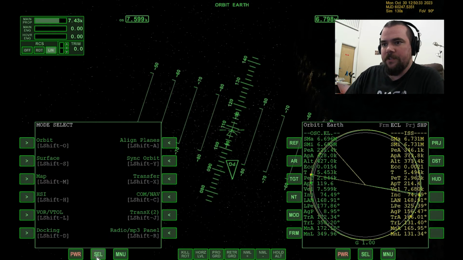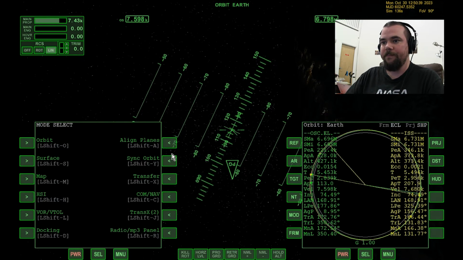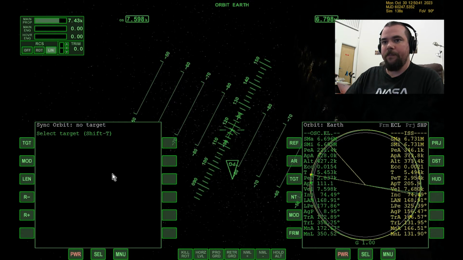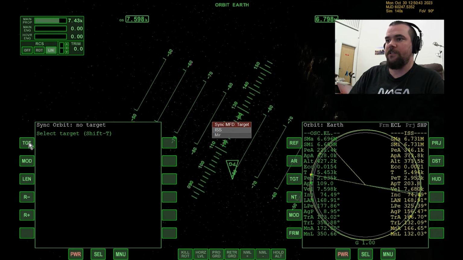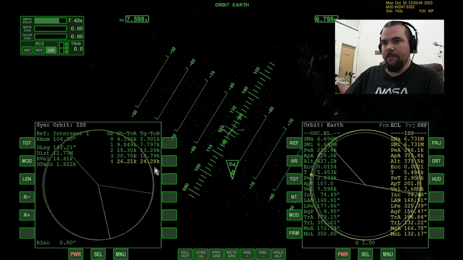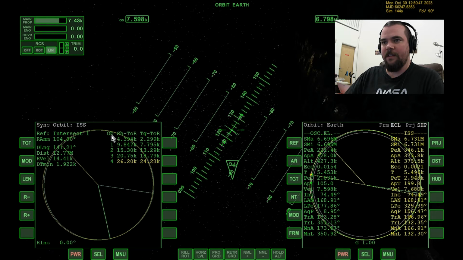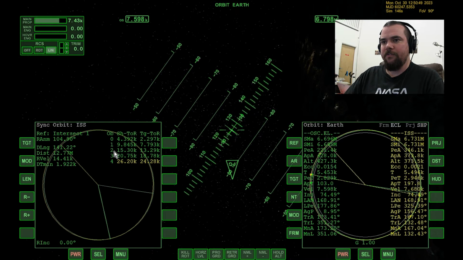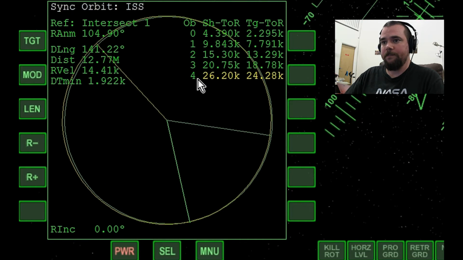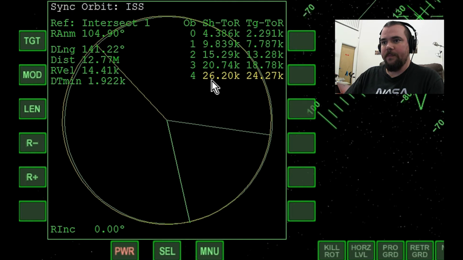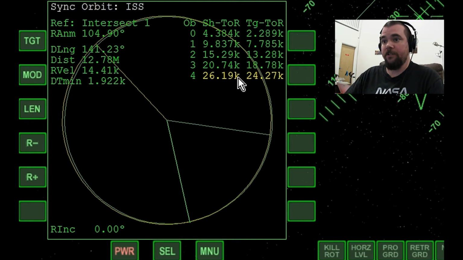So there's an instrument that we use here. It's called a Synchronized orbit, or Sync orbit. Let me get the International Space Station here. What this is telling us is that in the next 5 orbits, the closest we're going to come is this yellow one. This yellow one means it's the closest encounter.